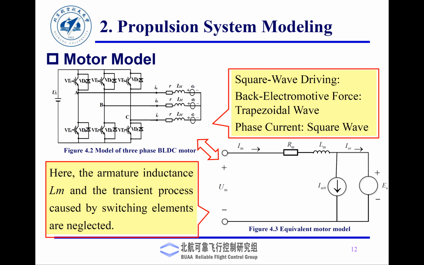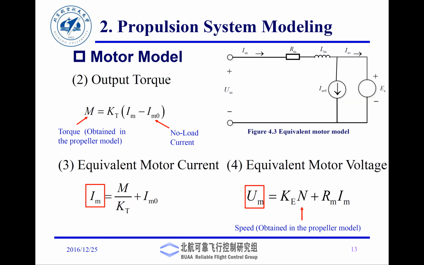This is the equivalent motor model. So what you have is UM, which is the voltage, Rm, which is the resistance of the motor, and Lm, which is the inductance of the motor. And then the back EMF equation that we just talked about is derived from this equivalent motor model. And so the output torque, which is the torque at the prop, is Kt, in parentheses, the current flowing through the motor armature or motor coil minus the no load current, and that gives you the torque.